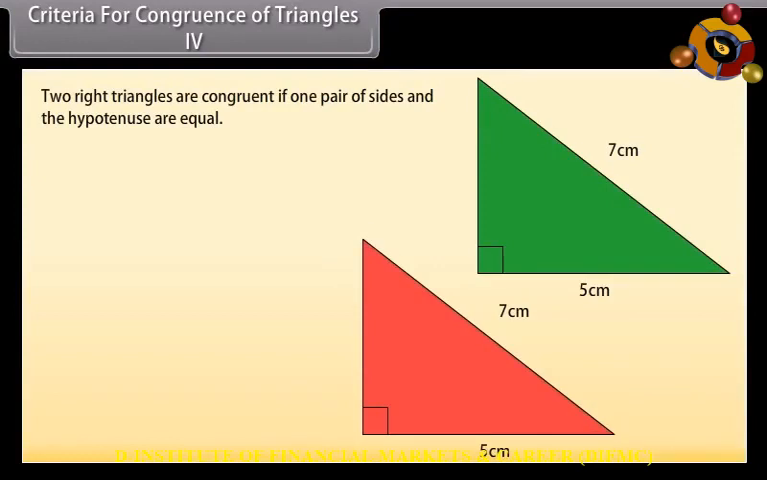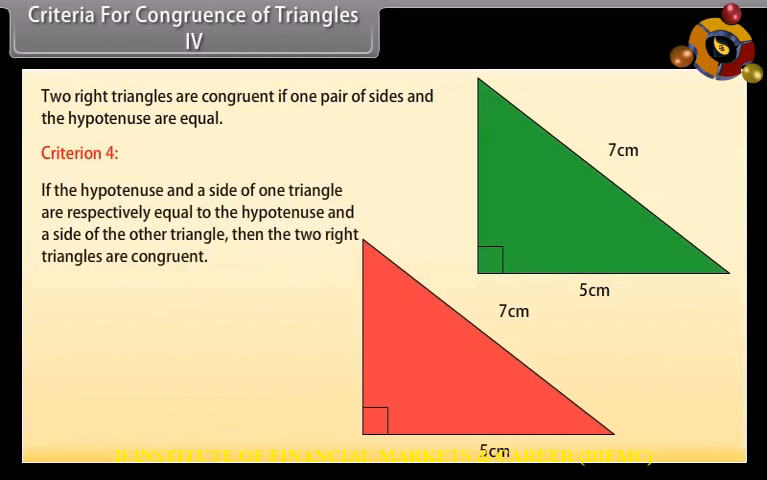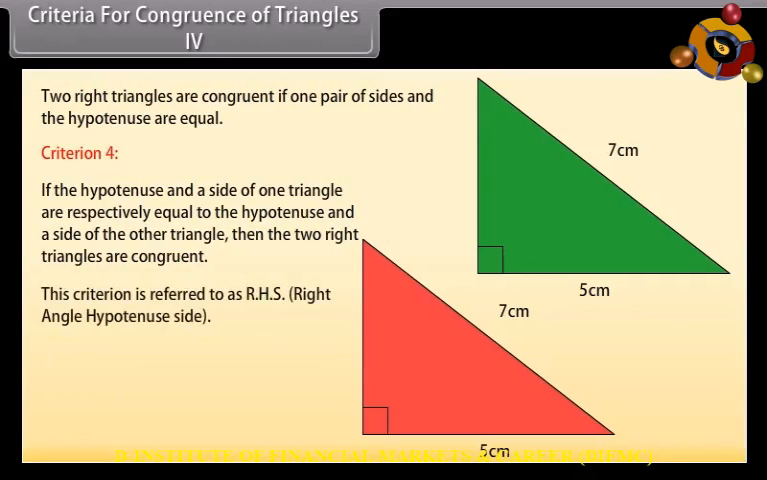Thus we have Criterion 4. If the hypotenuse and a side of one triangle are respectively equal to the hypotenuse and a side of the other triangle, then the two right triangles are congruent. This criterion is referred to as RHS, right angle hypotenuse side.